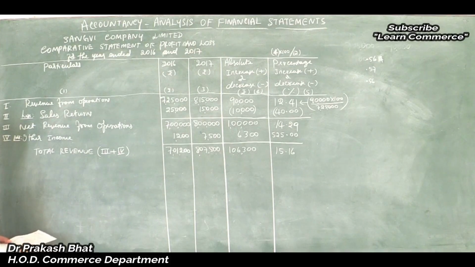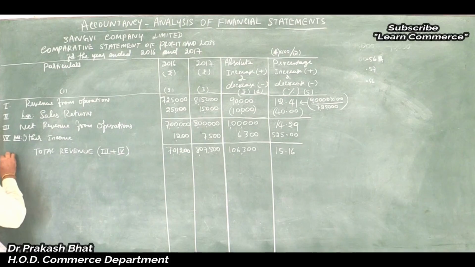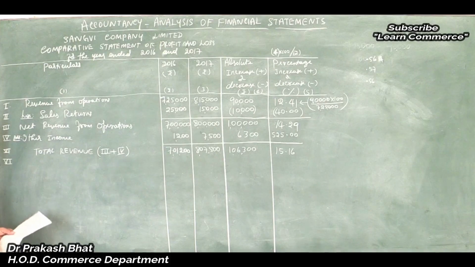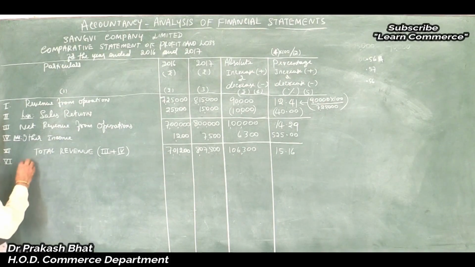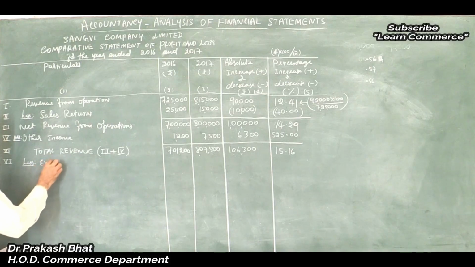Now let us move on to the expenses side. 0.65. This is 0.5, and we are moving on to the 0.6. Total revenue is 0.5, isn't it? Less expenses.